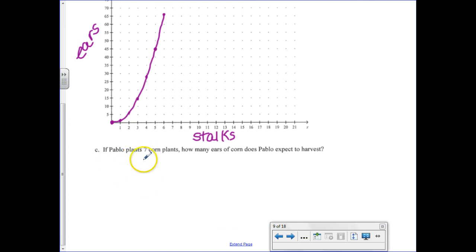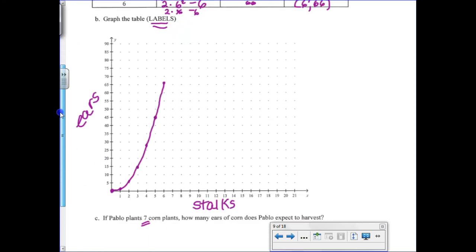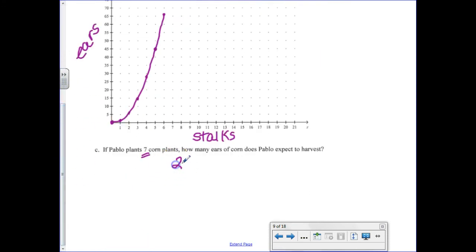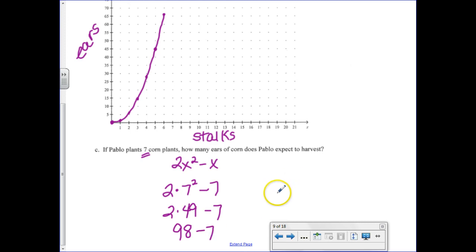Finally, this last part says, if Pablo plants 7 corn plants, or 7 corn stalks, how many ears of corn does Pablo expect to harvest? So that would be simply like taking this 2x squared minus x and plugging in a 7. Show me the work like this, and then evaluate. Do your exponent first. 2 times 7 squared is 49. 2 times 49 gives me 98. And 98 minus 7 gives me a final answer of 91.